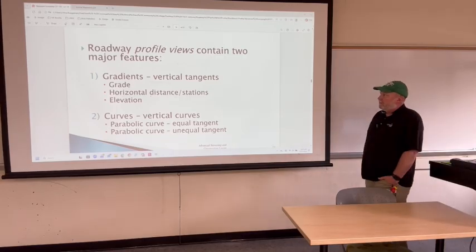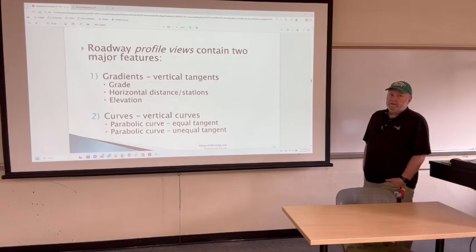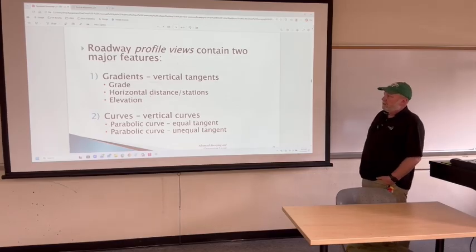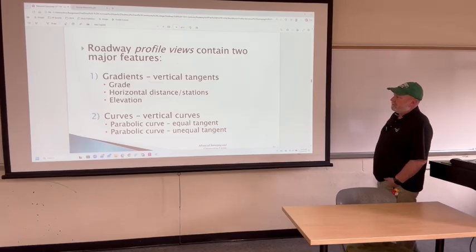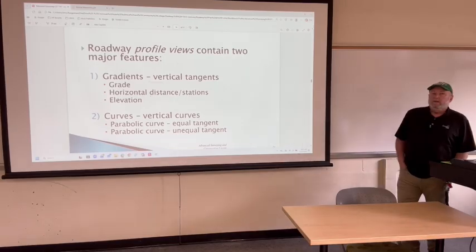Roadway profile views contain two major features: gradients, vertical tangents, which have to do with the grade, horizontal distances or stations, and elevations. The other major feature would be your curves.